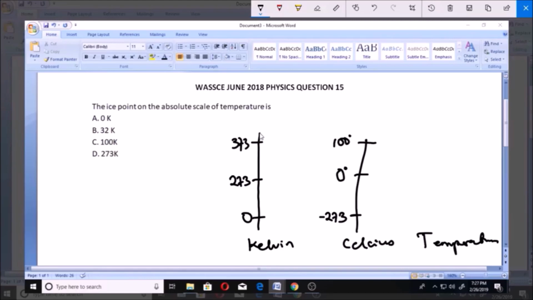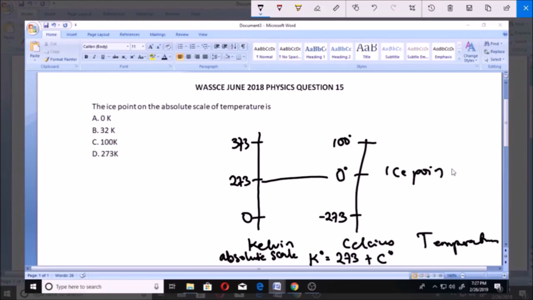373. So that's the difference between a Kelvin scale and a Celsius scale. Every Kelvin is equal to 273 plus the Celsius. So that's how we got this, because we added 273 to everything here to get this scale. Now this is the ice point, we know. So the ice point is on the Kelvin scale, which is the absolute temperature scale. Always know that whenever you say absolute temperature or absolute temperature scale, we are talking about the Kelvin scale.